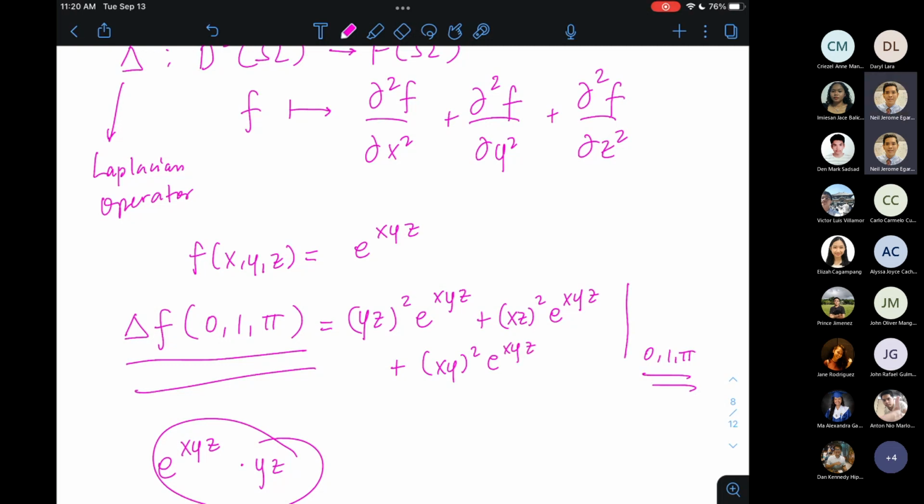Right? Tapos, dahil in-evaluate natin sa 0, 1, pi, plug-in ko lang dito, x equals 0. So, this vanishes kasi meron siyang multiplier na x. So, magzi-0 yan. Tapos, ito rin magzi-0. So ito lang yung matitira na mayroong possibly non-zero terms. Exponent nito ay magiging 0. So e to the 1, this will just be 1. So this will just be yz squared evaluated at y equals 1 and z equals pi. So this would be pi squared. Tama ba?